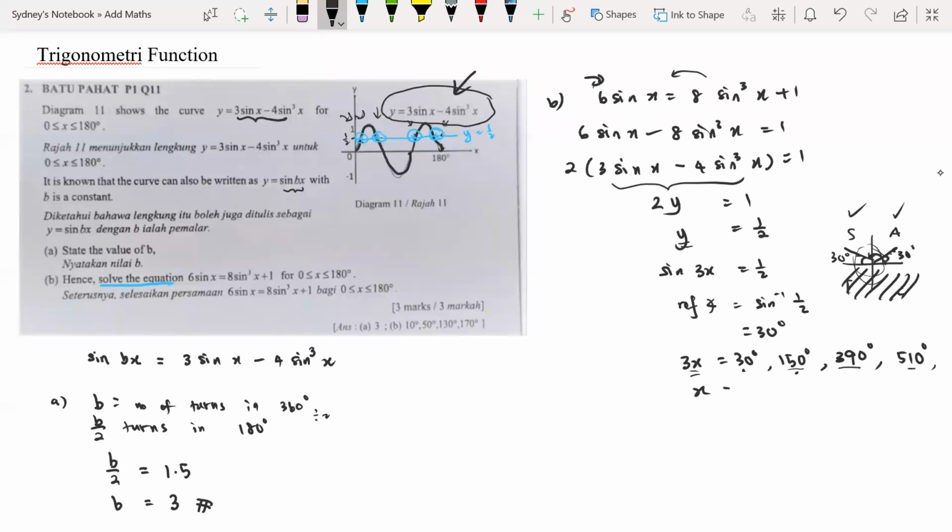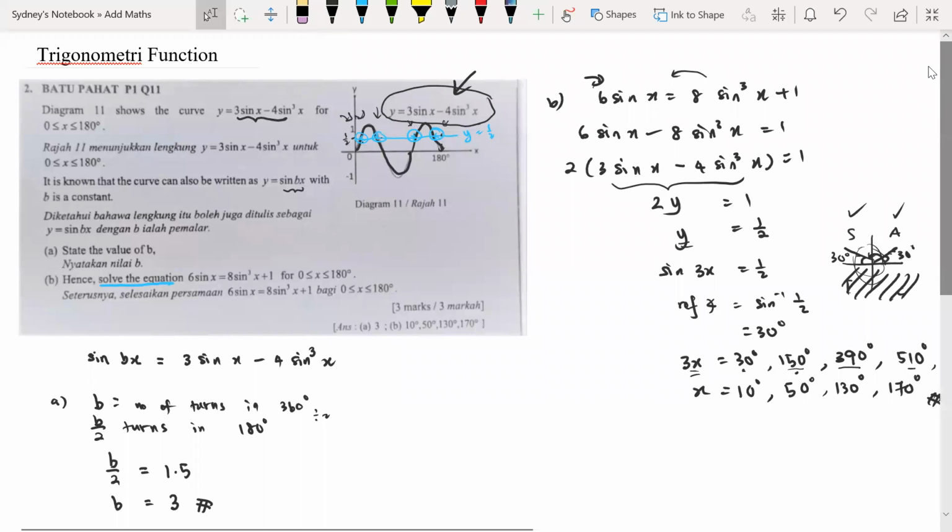Therefore, x equals everything divided by 3. So we have 10 degrees, 50 degrees, 130 degrees, and finally 170 degrees. So we have found the solution for this question. I hope this helped you, and thank you very much.